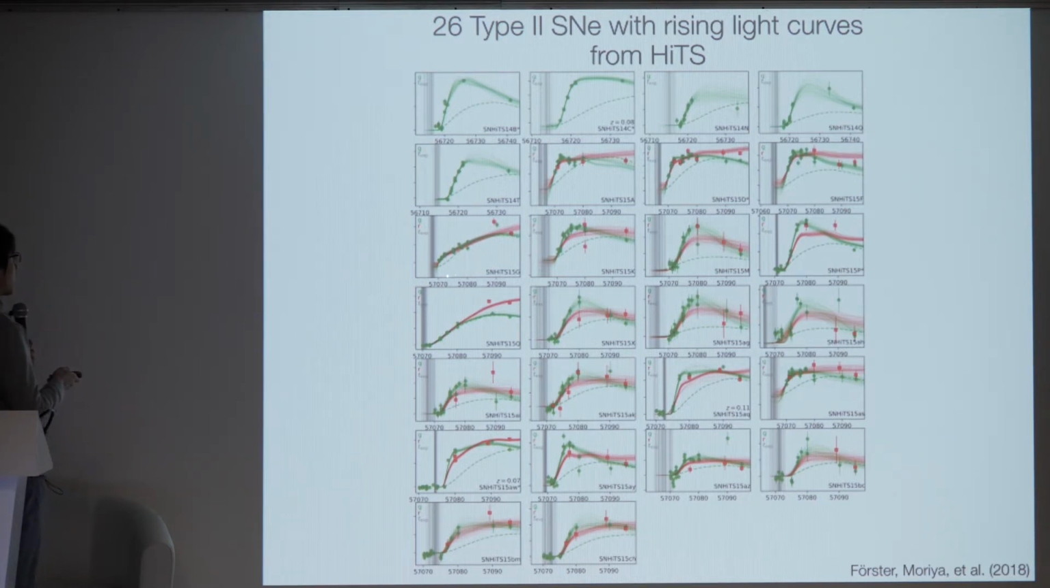But we also found some exceptions. These two are kind of exceptions, where the dashed line and the best fitted light curve don't have much difference. So these two didn't need to have dense circumstellar matter just above the progenitor. But otherwise, this dashed light curve, which doesn't have any circumstellar matter, couldn't explain this rapid rise.